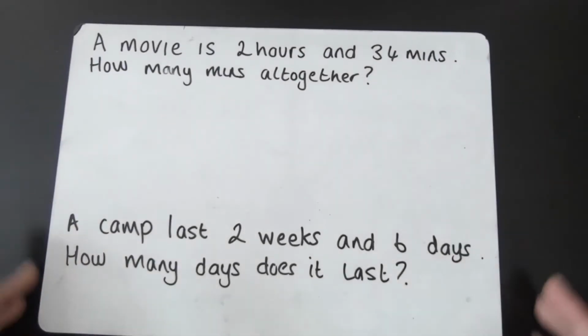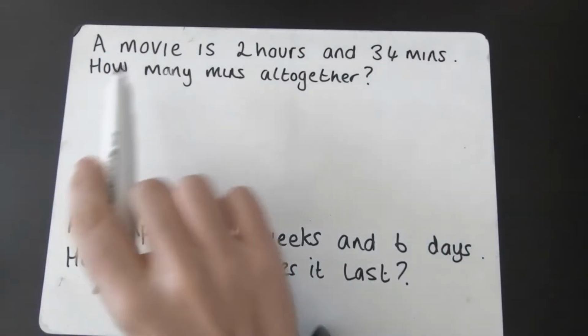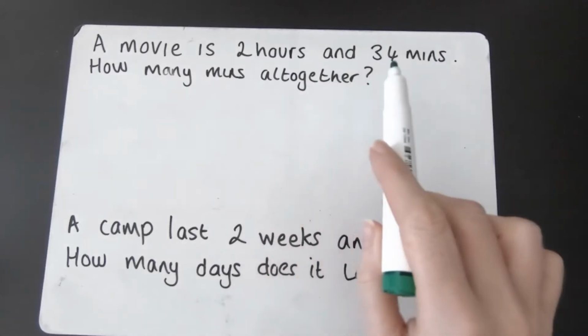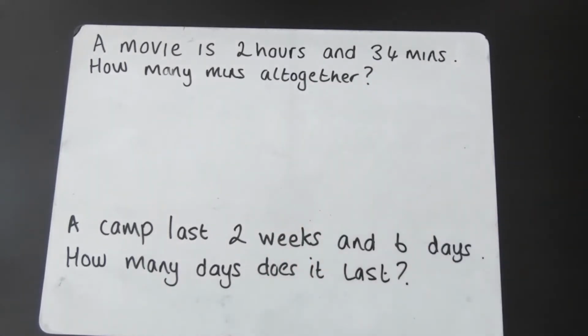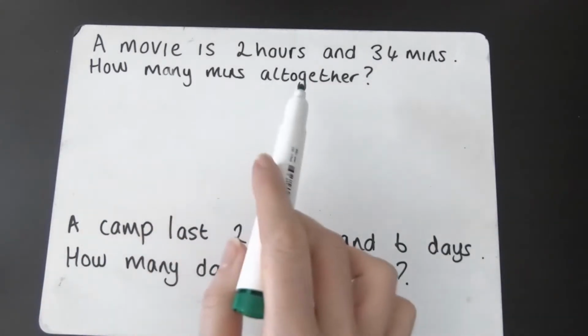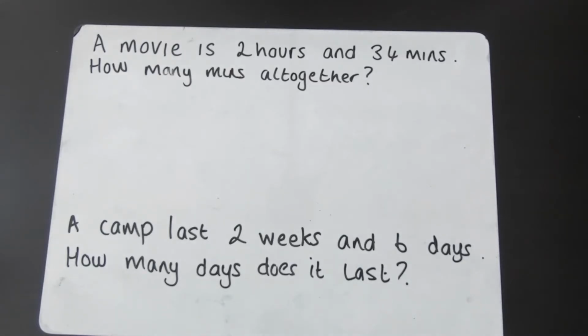Our first problem. A movie is 2 hours and 34 minutes long. How many minutes altogether? So we have 2 hours and 34 minutes. We have to convert it into minutes. How many minutes in 2 hours? Let's have a look back.